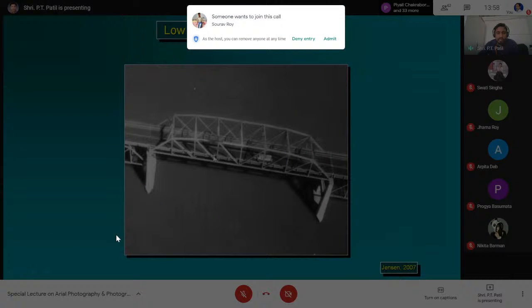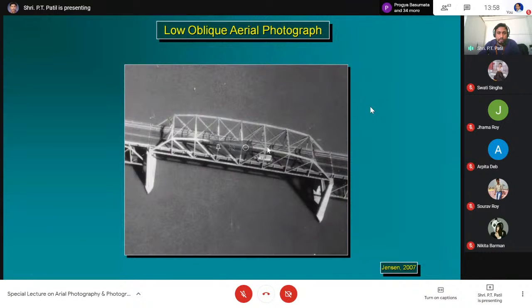Then this is the oblique aerial photograph. It is again associated with the angle of coverage and direction of the axis. So it is the low oblique aerial photograph. What is the benefit of the low oblique aerial photograph? The benefit is that shadows are easily visible, and with the help of the shadows we are able to identify the depth of that particular object. Whether there is a bridge, or a road, or water, that can be easily interpreted with the help of the oblique aerial photograph.